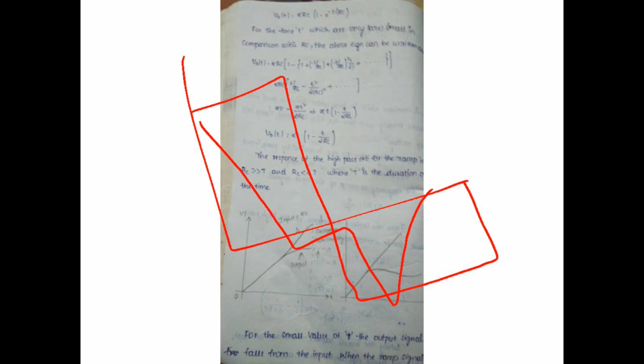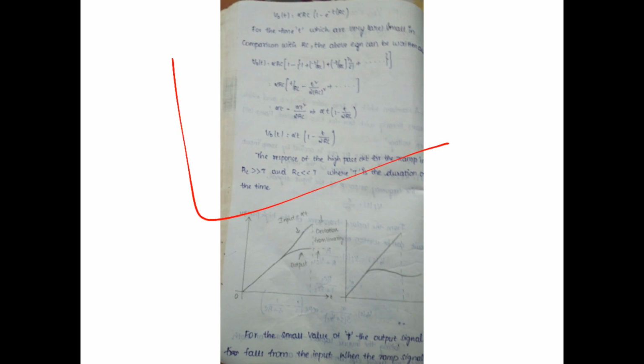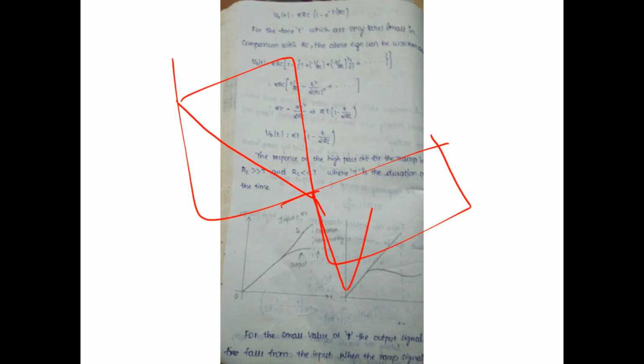That means in the RC less than TP condition, the capacitor discharges to the zero level. The capacitor discharges slowly. This is the input signal, but we are getting the output like this. That means the capacitor discharges to the zero level, and again it increases and decreases, and again it increases.